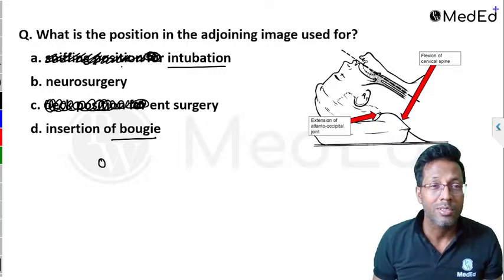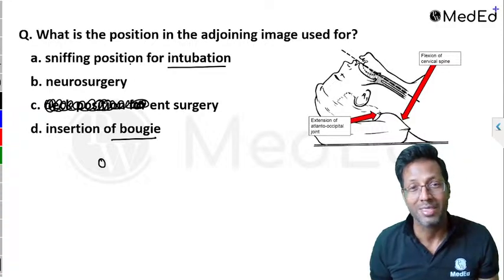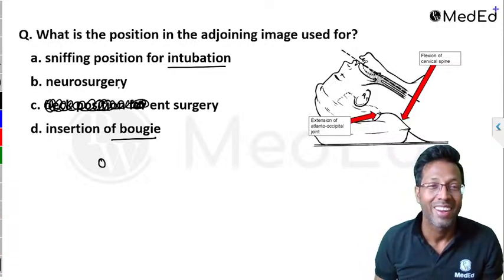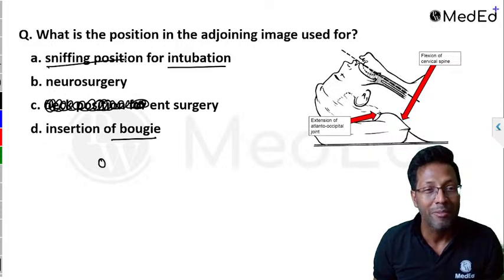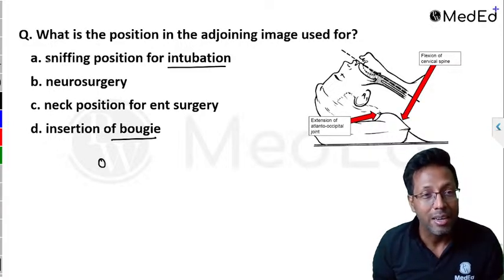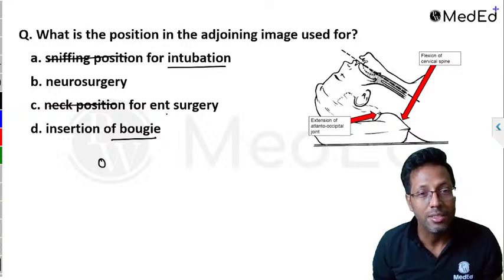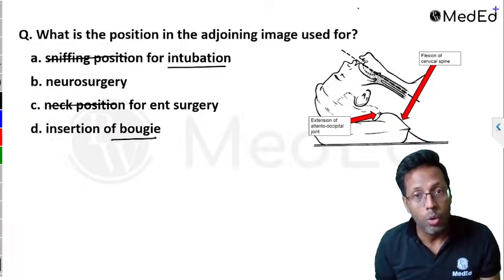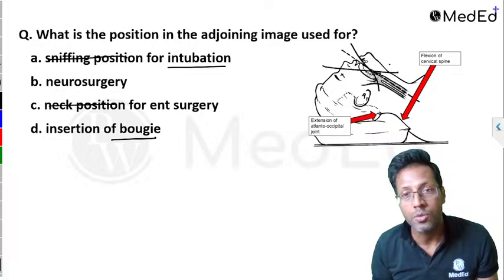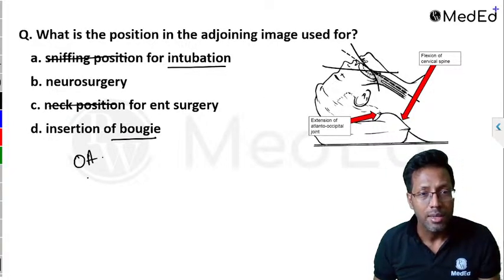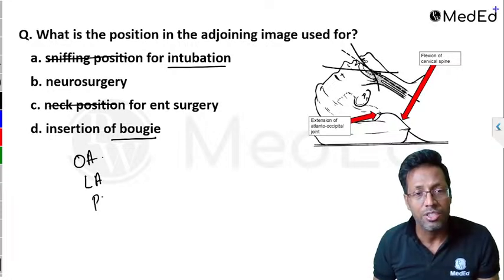Dr. Naveen says sniffing was given. See, you people, now decide. Guys, decide whether sniffing was given or not given. Some people have said sniffing was given, some people are saying sniffing is not given. Anyways, let's take these four options: intubation, neurosurgery, ENT, and bougie. And I know in the exam, perhaps another two lines were given like this. So the three lines which were given are the oral axis, the laryngeal axis, and the pharyngeal axis.